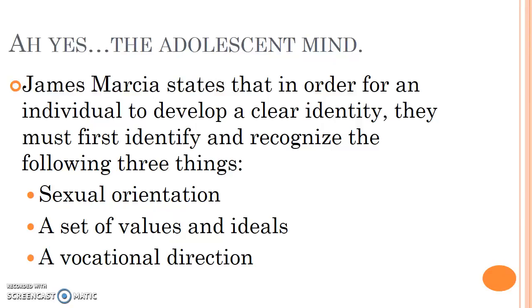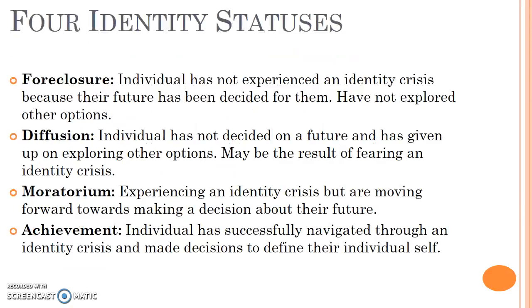So, all three of those things play into this next idea, which are the four identity statuses. Now, I want to stress that these identity statuses do not operate in order. It's not as if you go through foreclosure, diffusion, then moratorium.